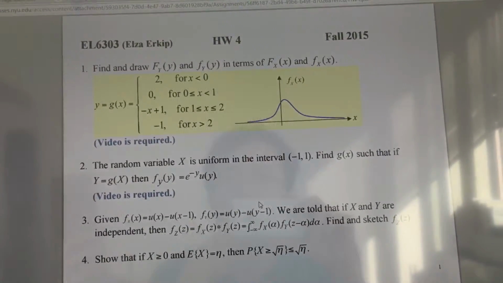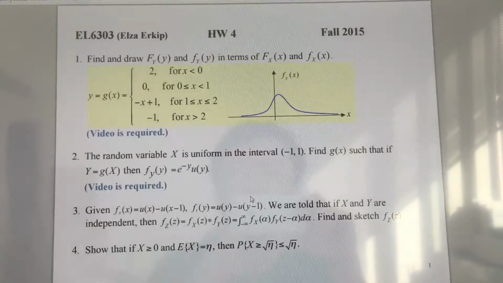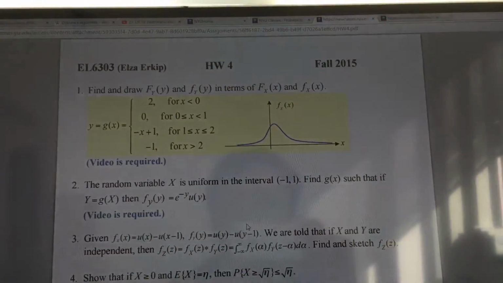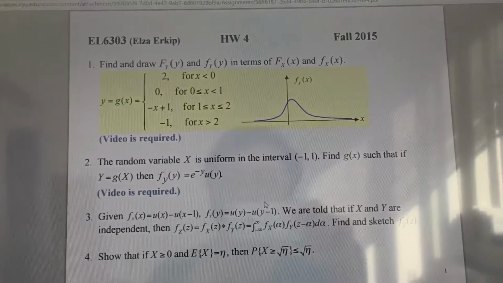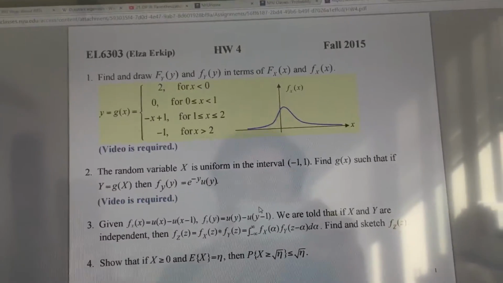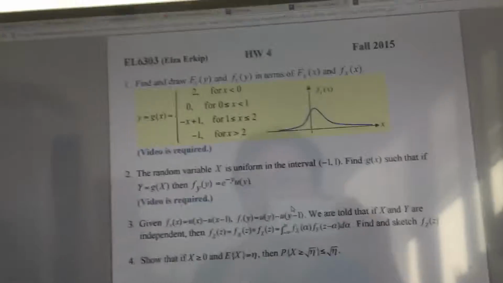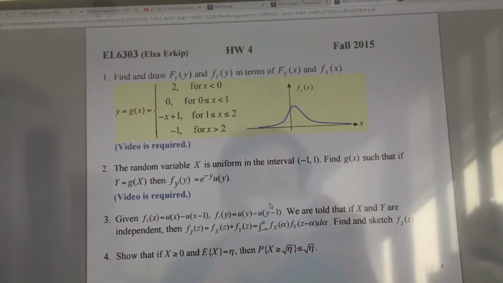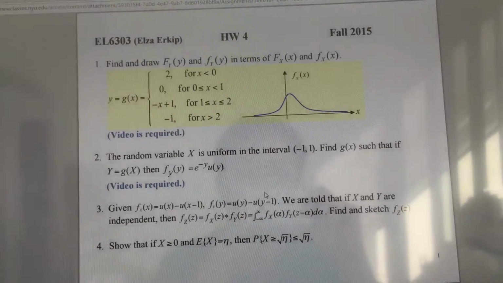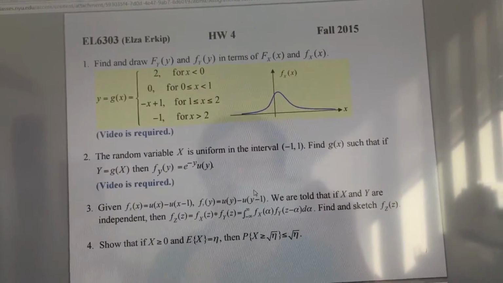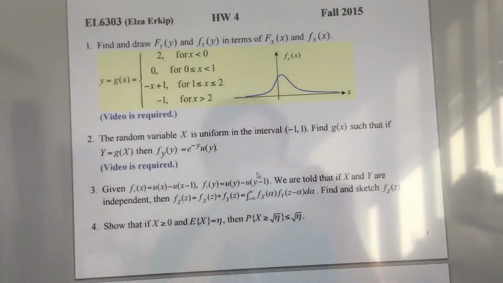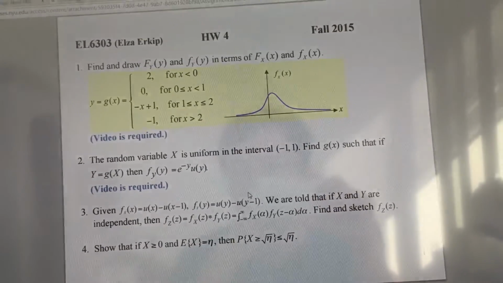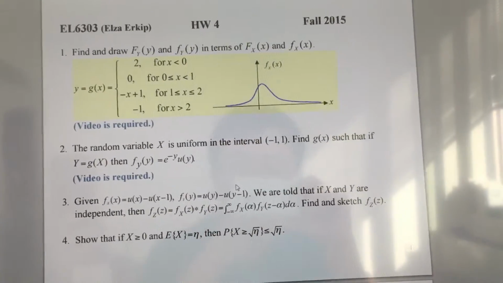Given this, find and draw the capital F_Y of y and the lowercase f_Y of y in terms of the capital and lowercase of F_X. It gives us a mapping of how x goes into y, that is g(x): when x is less than 0, y equals 2; when x is in the interval 0 to 1, y is 0; when x is between 1 and 2, y equals minus x plus 1; and for all x bigger than 2, y goes to minus 1.